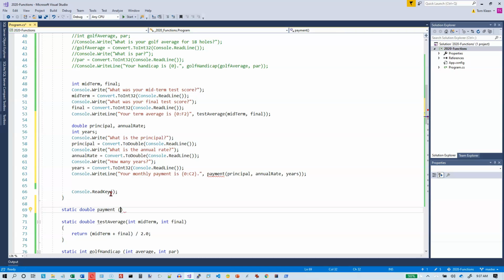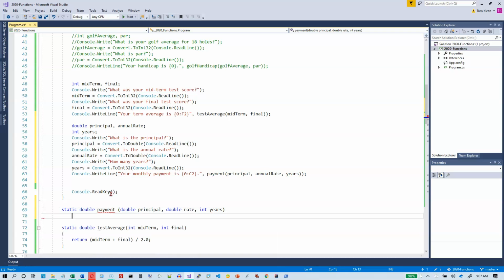We're going to accept a principal, which is going to be a double. We're going to accept an annual rate. I'm just going to call it rate in here. Whoops, got to put double first. And we're going to accept an integer, which is the number of years. We're not going to allow a fractional number of years.